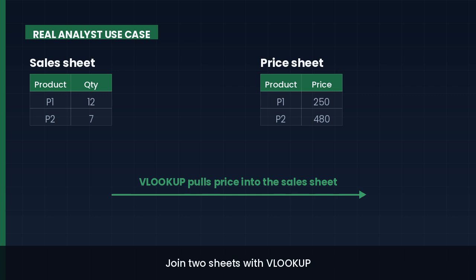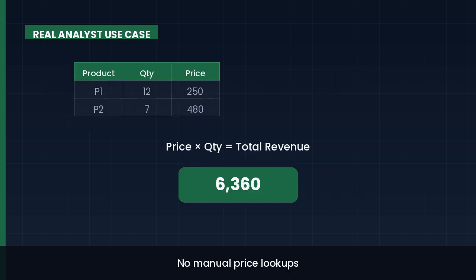Now let's look at a real analyst use case. Say your sales sheet only has product ID and quantity, and the price lives on a separate tab. VLOOKUP can pull that price into your sales sheet, and then you multiply price by quantity to get total revenue, without manually checking every product's price. This is exactly what happens every day when building real reporting and MIS.